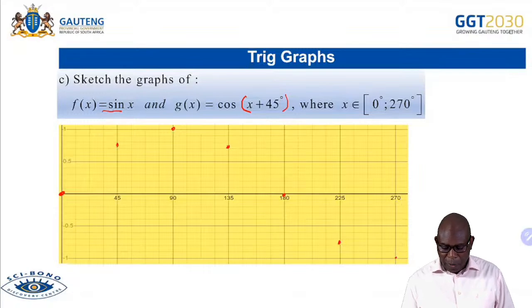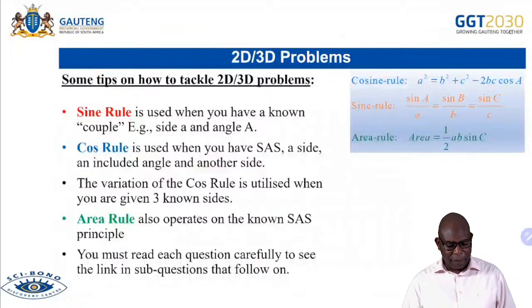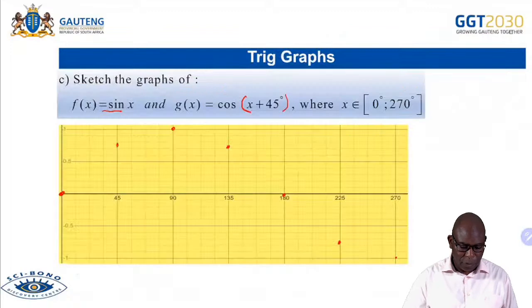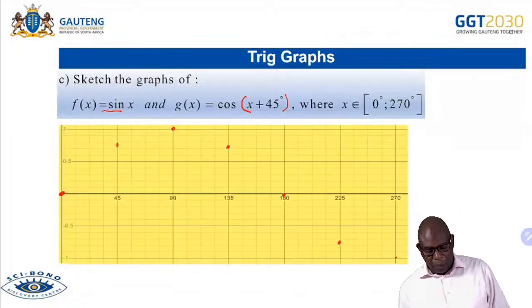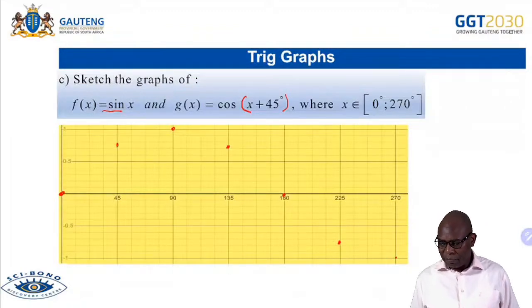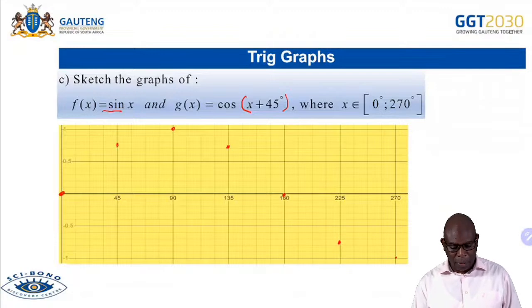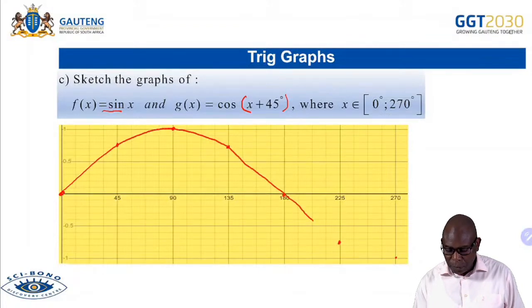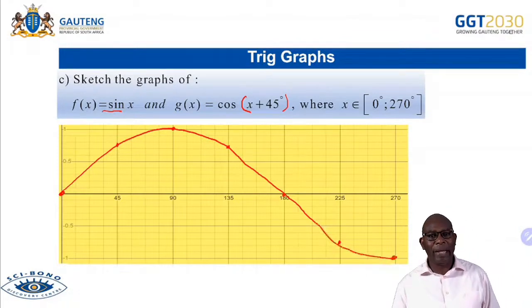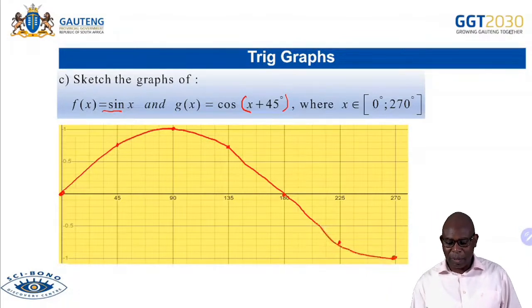So how am I going to draw this graph? What we're going to do is draw a smooth graph by joining these points. Don't use a ruler. So I'm going to try and join these points into a beautiful graph, and you stop there. Don't make an arrow. The graph is not continuing. It's up to 270. Done.